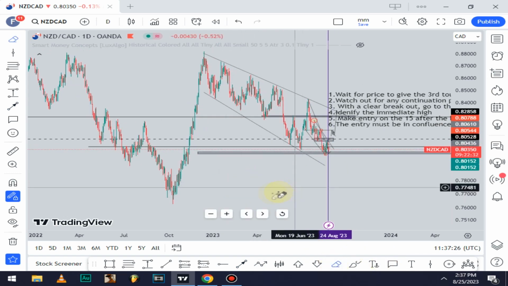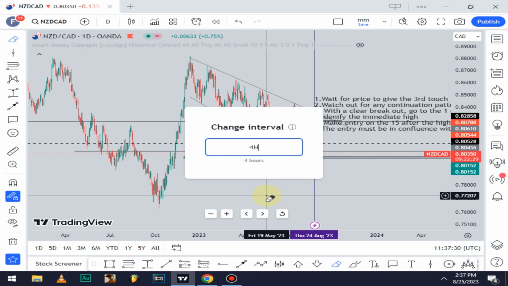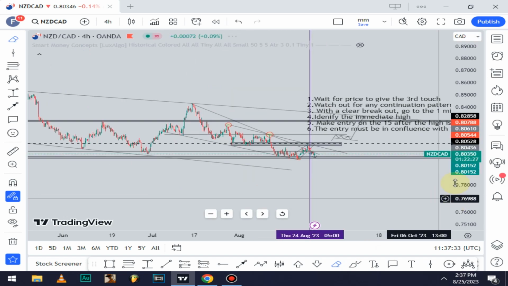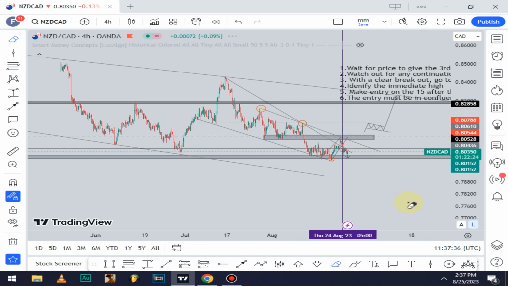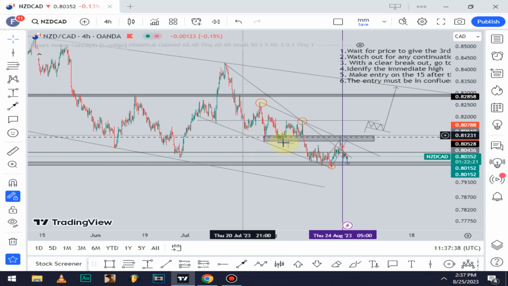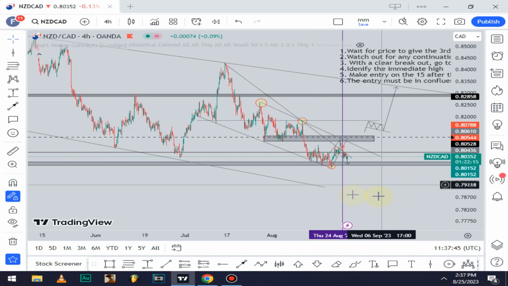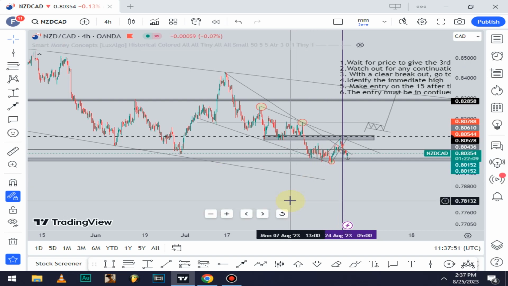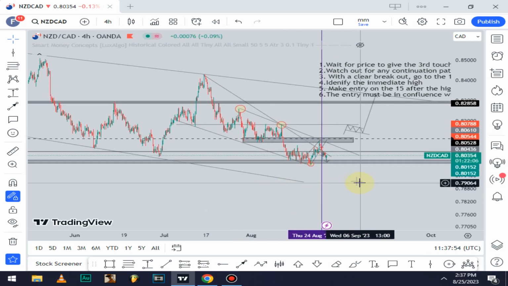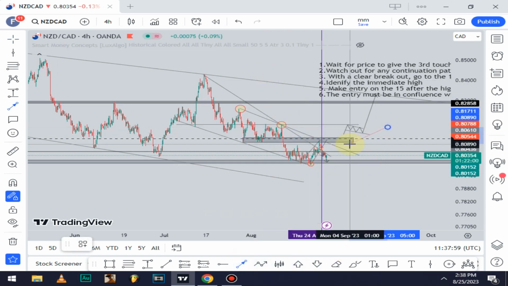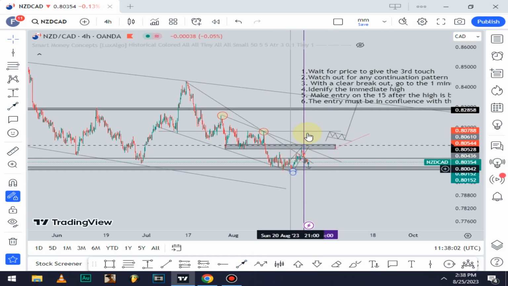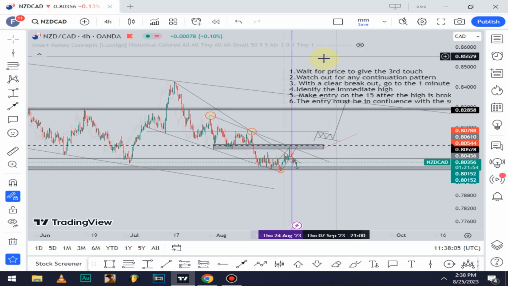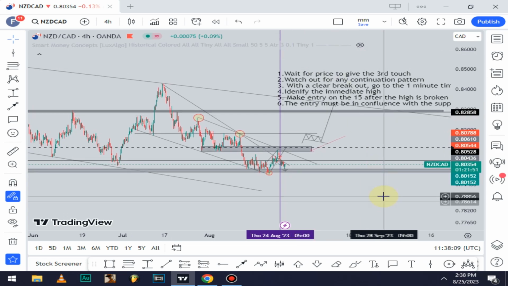So this is the daily. Then I went to the 4-hour time frame, and I also saw something there. This is the support, and we have another resistance over there. Price is approaching this support in a contraction channel. My anticipation was that I needed price to break out from this resistance that I identified, and then maybe look for buys. I was only looking for buys on this trade, NZD/CAD.